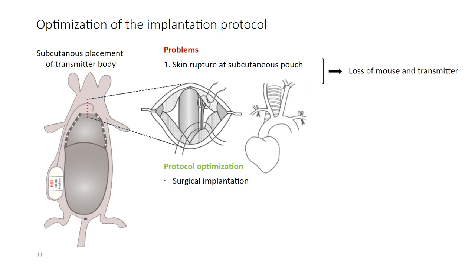aortic arch. So here, the bifurcation that you can see in the middle picture is occluded, and this is used as a reference to insert the glucose sensor in place. So as you can see on the right picture, we beforehand measured the insertion depth, and then you can implant the glucose sensor according to the protocol that is described.